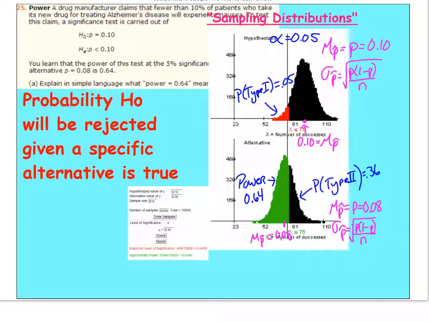Now I want to actually talk through the homework in the practice section related to power, because it is something that's a little more complicated for folks. So let's look at part A here. This is our hypothesis. The true proportion is 10%.